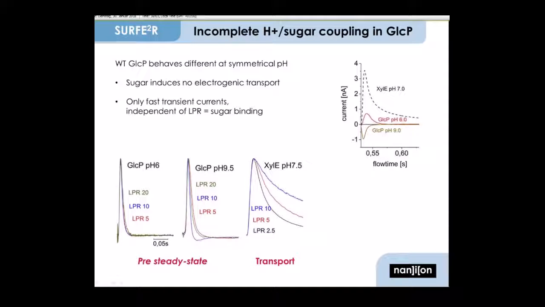The graphs show a comparison of the currents in GLCP and xylE. xylE shows typical slow transient transport currents, while GLCP only shows fast sugar-binding currents. In addition, we recorded traces for both GLCP and xylE using proteoliposomes with different lipid-to-protein ratios. Only for steady-state currents, a higher protein density yields faster decaying currents, as observed for xylE but not GLCP. GLCP, therefore, is a special case, showing no proton transport under these conditions.